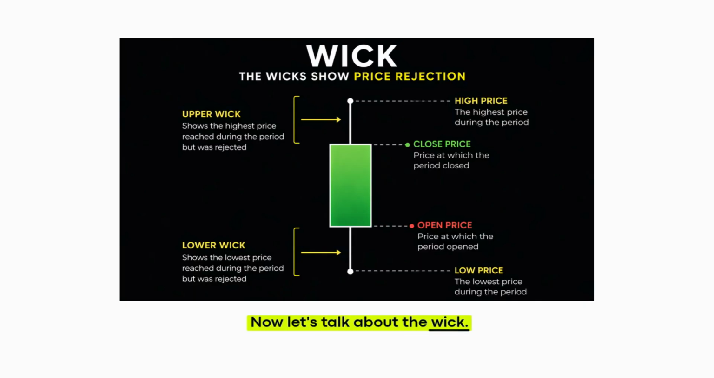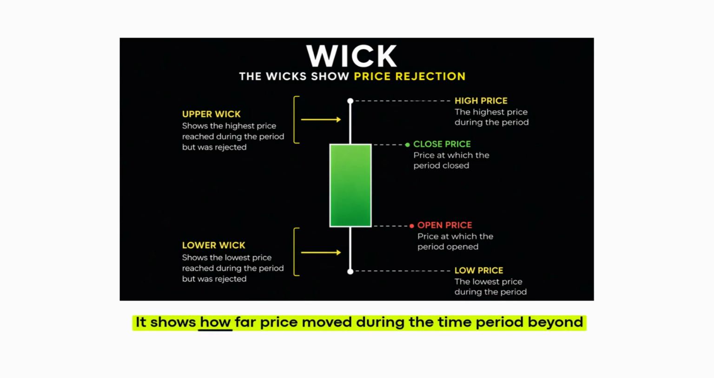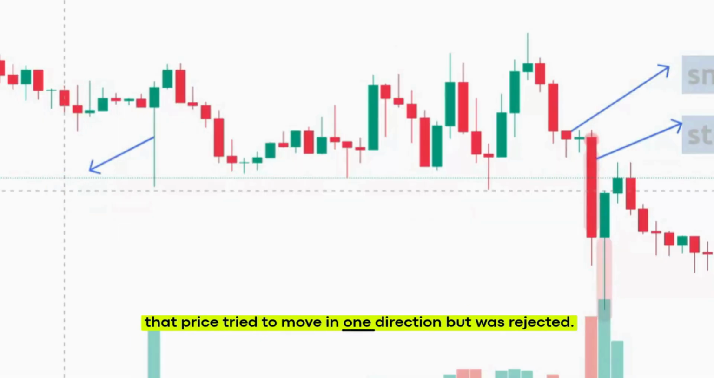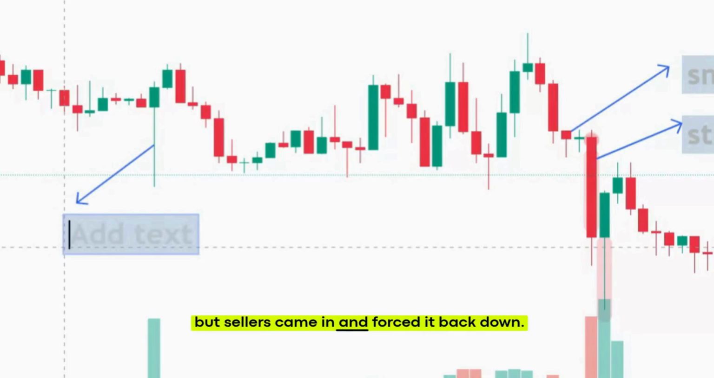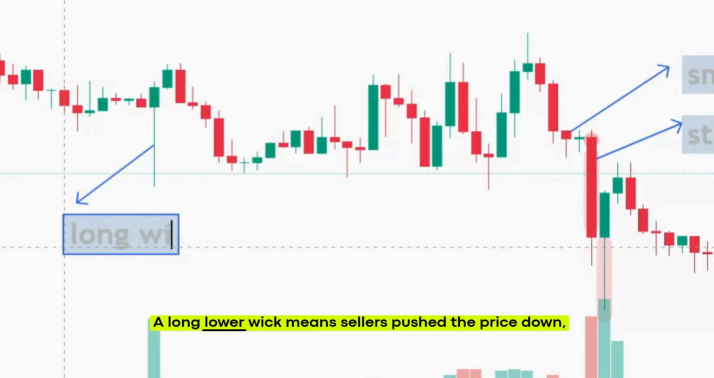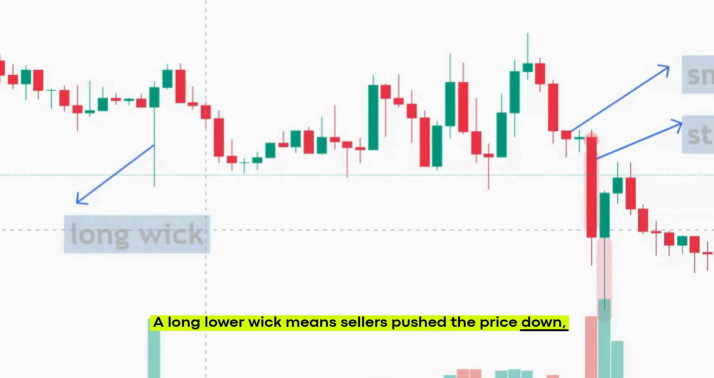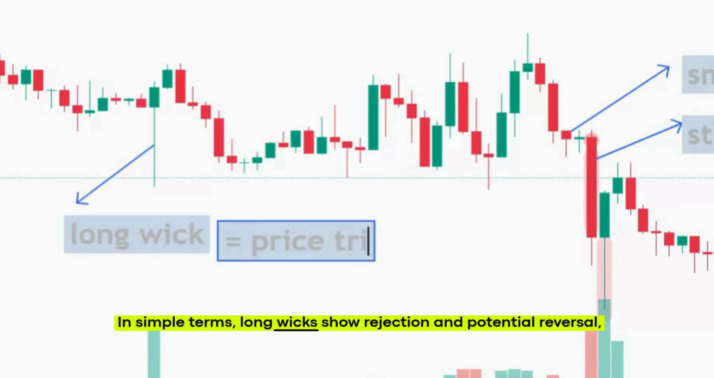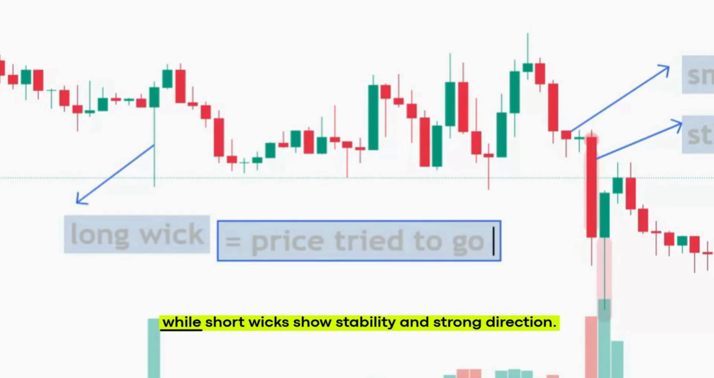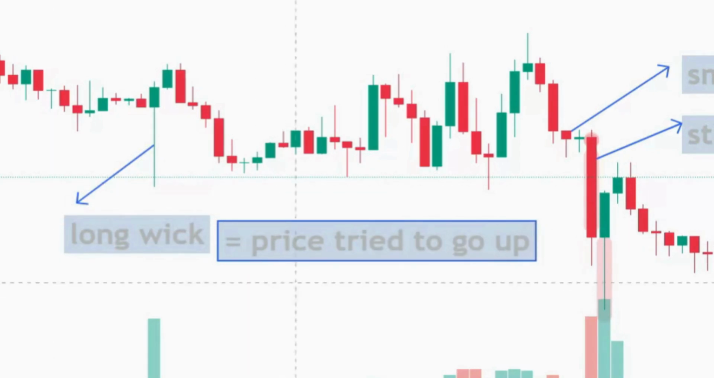Now let's talk about the wick. The wick is the thin line above and below the candle body. It shows how far price moved during the time period beyond the open and close. A long wick indicates that price tried to move in one direction but was rejected. For example, a long upper wick means buyers pushed the price up, but sellers came in and forced it back down. A long lower wick means sellers pushed the price down, but buyers stepped in and pushed it back up. In simple terms, long wicks show rejection and potential reversal, while short wicks show stability and strong direction.